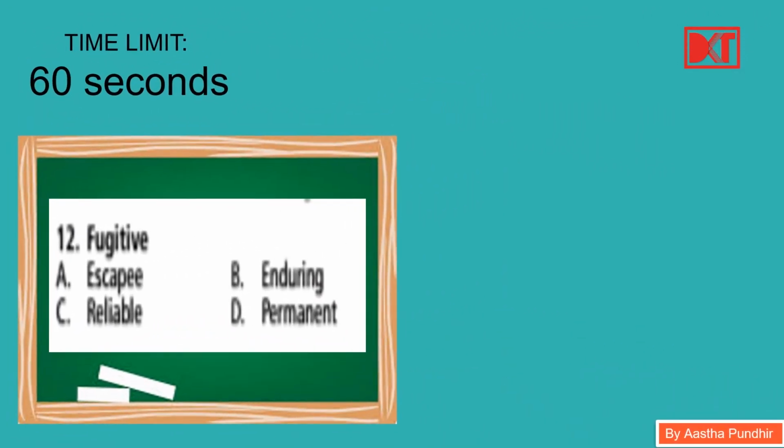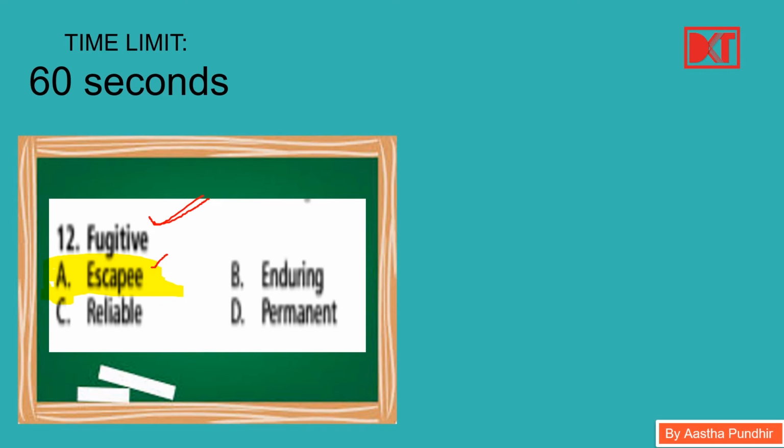In this case, the word here is fugitive. The options are A, escapee, B, enduring, C, reliable, D, permanent. Here the synonym of fugitive is A, escapee. Fugitive usually refers to a person who has escaped from some sort of prison or lockup. That is a fugitive. Escapee is also the same thing.